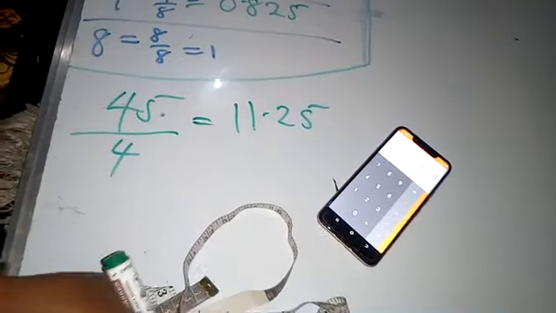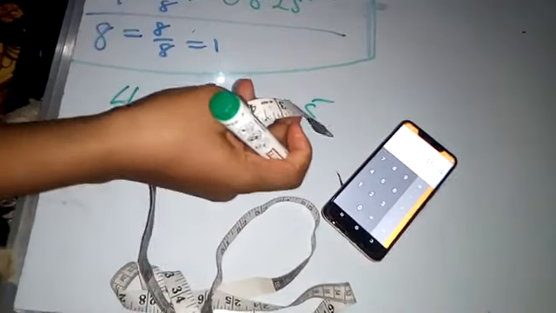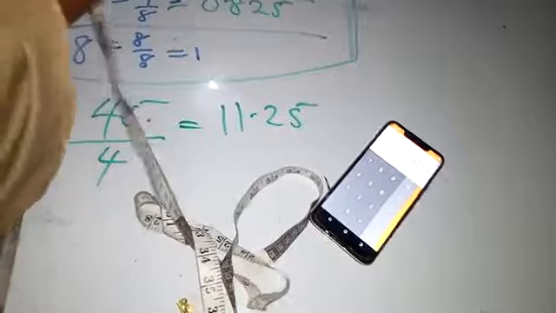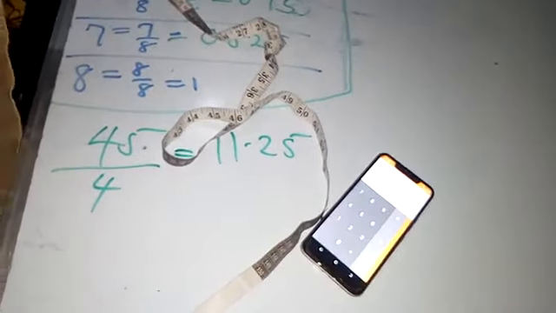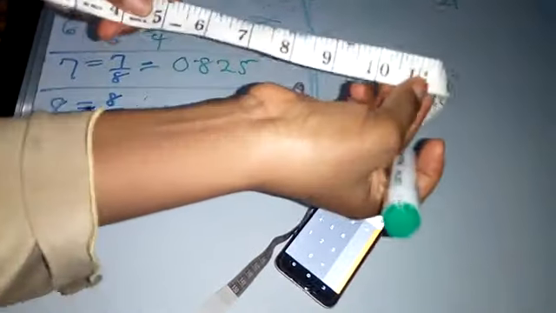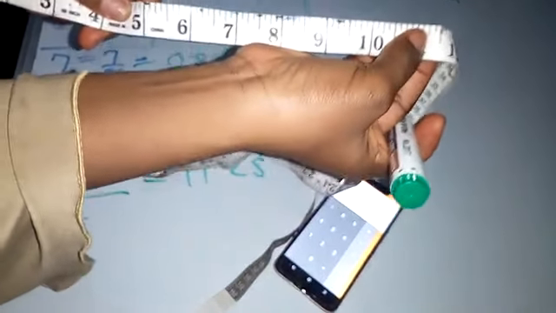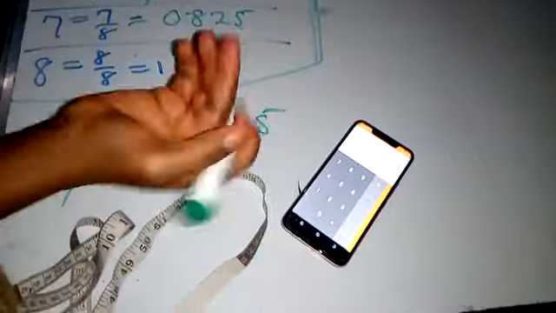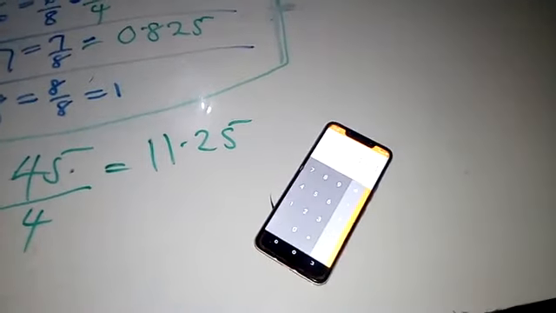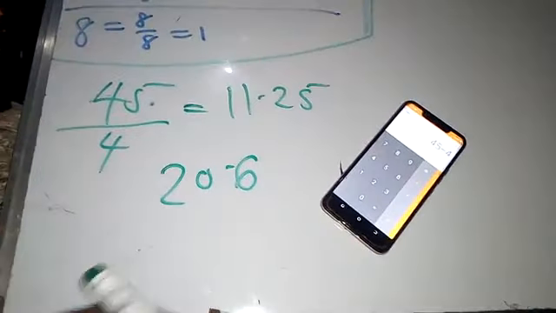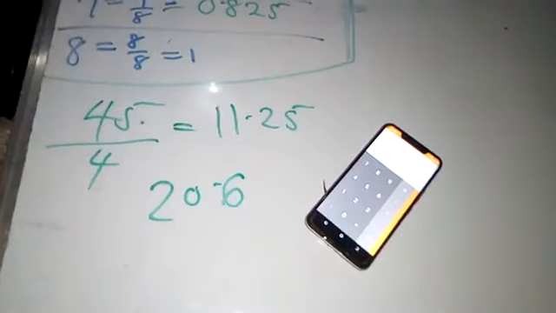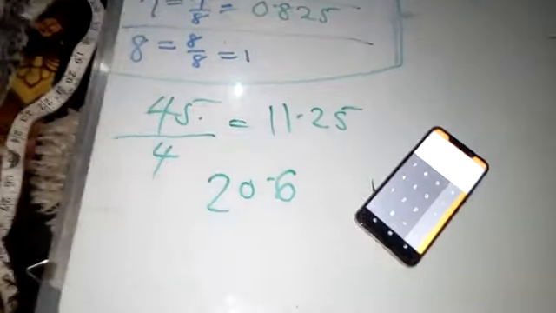So how do you represent that on your tape measure? You have 11, then you look for the quarter of an inch. Can you see? 11, then a quarter of an inch, so that is 11.25. Let's say you want to represent 20.6 on your tape measure. It's very easy too. You just look for 20 here. 0.6 cannot be represented directly on your tape measure.